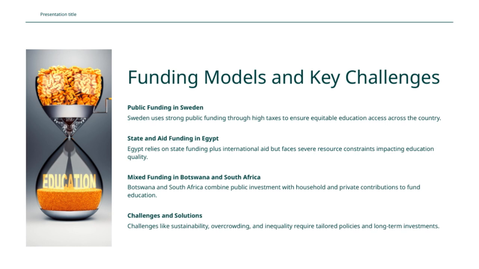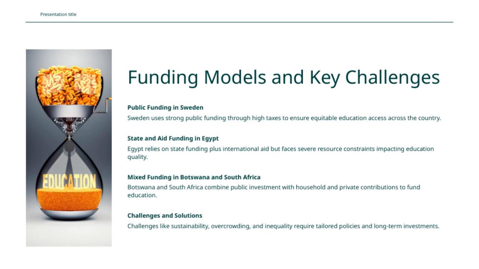Let's take a look at how different countries fund their education systems. Starting with Sweden, they rely heavily on strong public funding through high taxes. This approach helps ensure that education is accessible and equitable for everyone across the country. It's a good example of how robust public investment can support social fairness. Moving on to Egypt, they use a combination of state funding and international aid. While this mix can provide necessary resources, it also comes with challenges. Egypt faces resource constraints that can impact the quality of education, highlighting the importance of sustainable and efficient funding strategies.